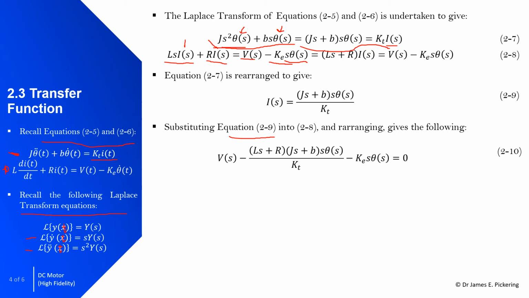So in equation 2.8, it's effectively going to be substituted in here. So it's just going to become Ls plus R here, multiplied by the numerator of this, and then over k subscript t. And then you can see what I've also done is rearrange it. I've effectively just subtracted this over here, so that's why I've got V of s, sorry, take away this here, take away this, and then equal to 0. So I've just subtracted that and moved it to the other side.